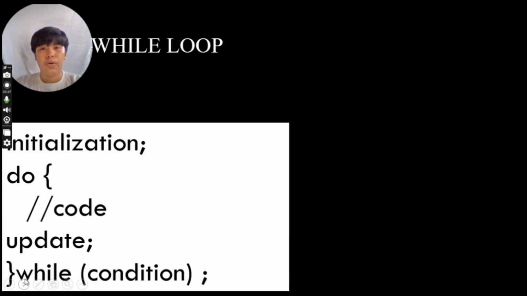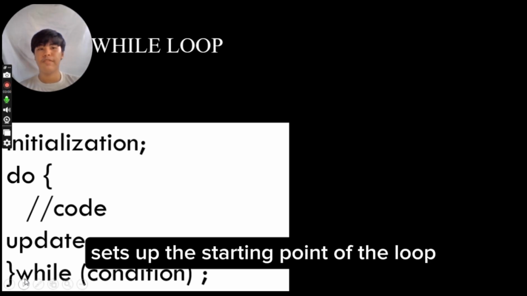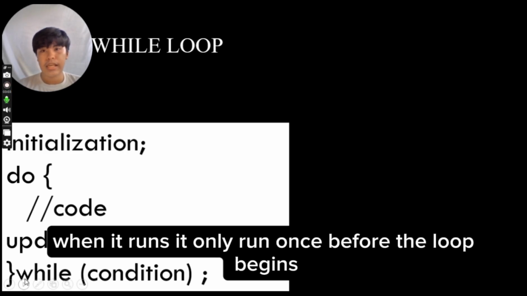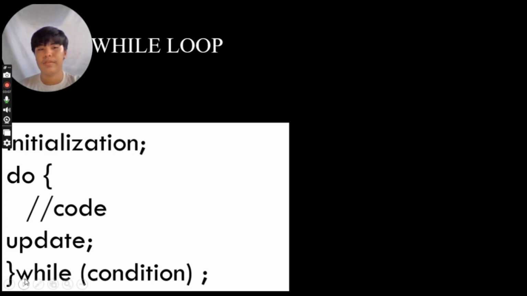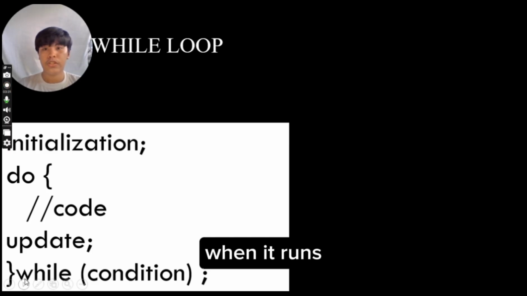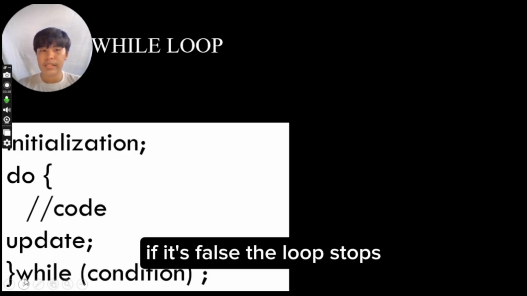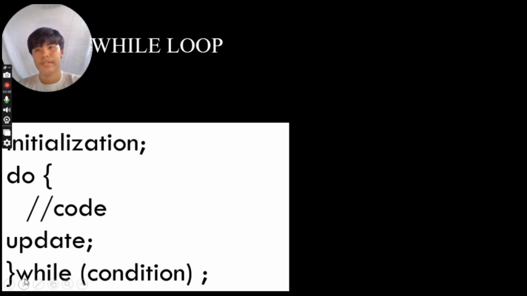So, we have to tackle what is the purpose of initialization, condition, and update. The purpose of initialization is to set up the starting point of the loop. When it runs, it only runs once before the loop begins. Then condition. The purpose of condition is to test whether the loop should continue running. It runs before every iteration of the loop. If it's false, the loop stops.